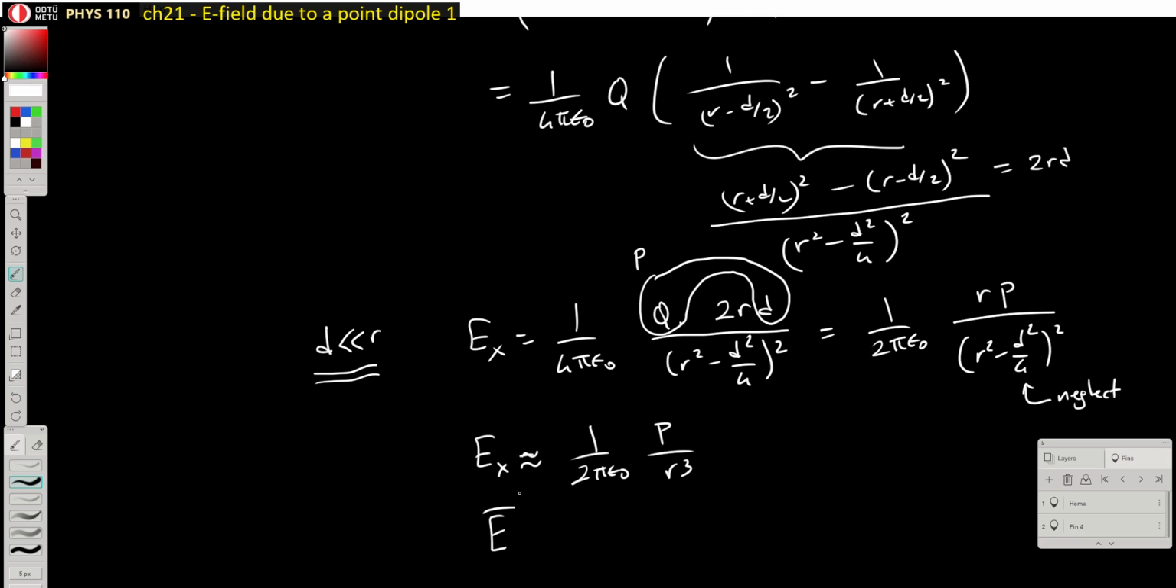Or I can write this thing down in the vector form. Right, that's p divided by r cubed multiplied with the i unit vector. But in any case, this is also equal to the dipole moment. And so as a result, let me then put it down like that.